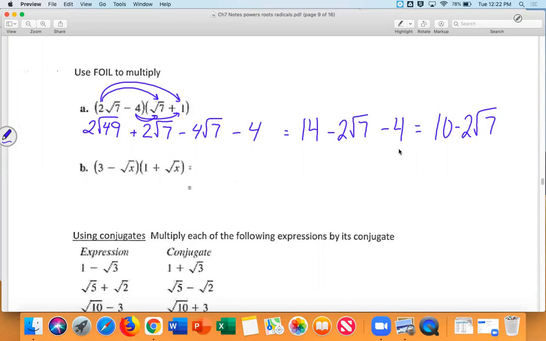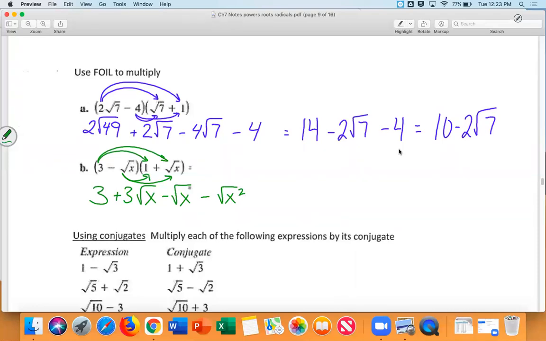All right, with B, I'm just going to FOIL here. I'm going to do 3 times 1. That's 3. I'm going to do 3 times root x. That's going to be 3 root x. I'm going to do negative x times 1. That's negative root x. And negative root x times root x. That's going to be negative root x squared. Right?